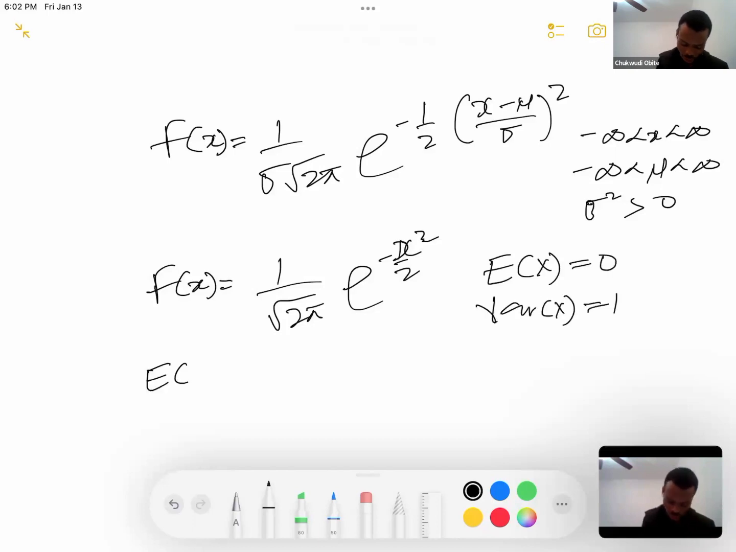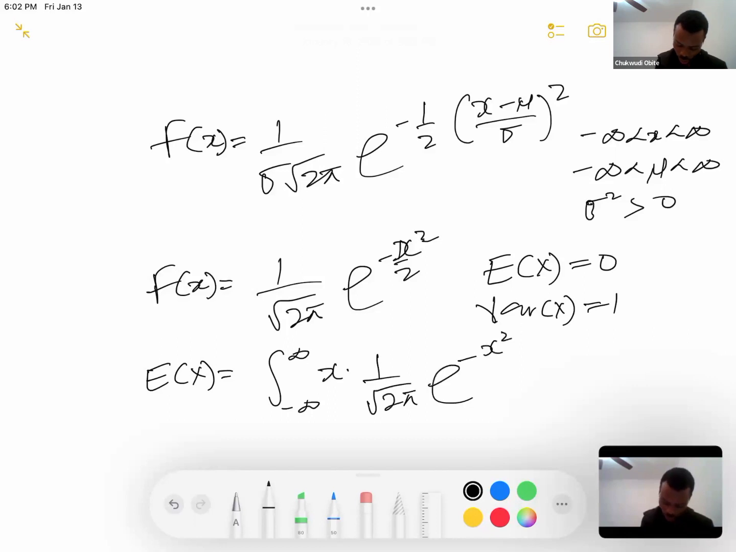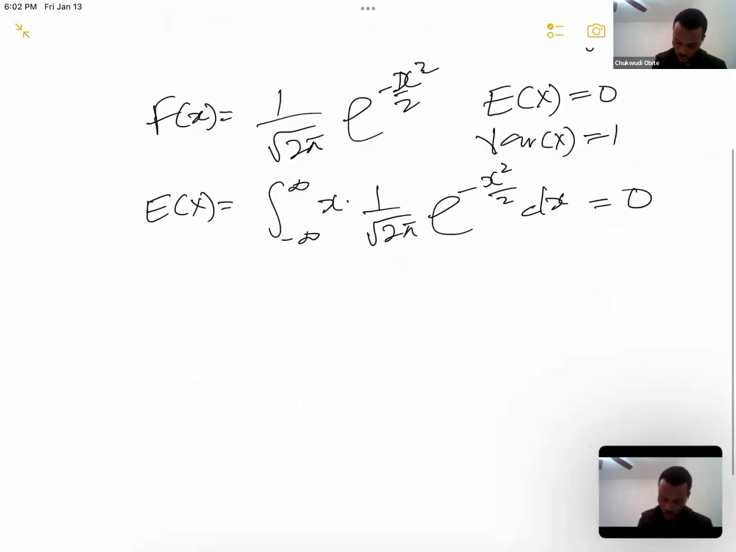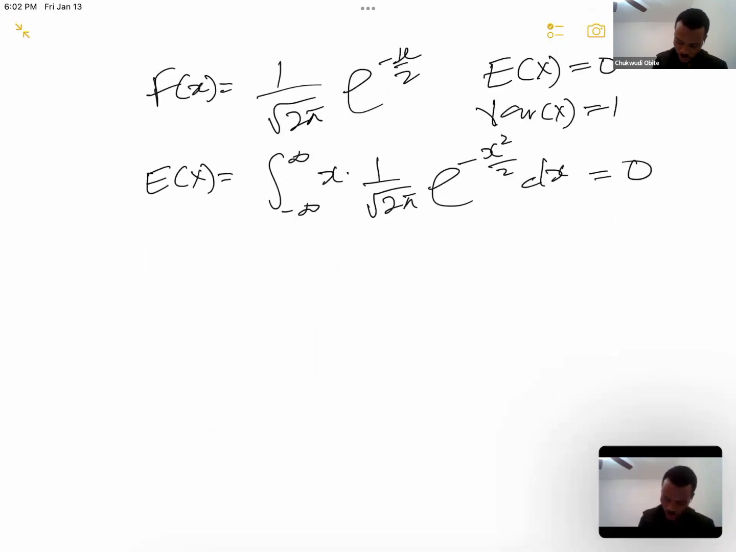And the expected value of x is written like this: integral from minus infinity to infinity of x, 1 all over square root of 2 pi e raised to power minus x squared all over 2 dx. So whenever I have an integral like this, I can equate it to 0 because it follows a standard normal distribution with mean 0 and variance 1. So you have to know this before we start solving for the mean of a normal distribution. So back to the mean of the normal distribution.